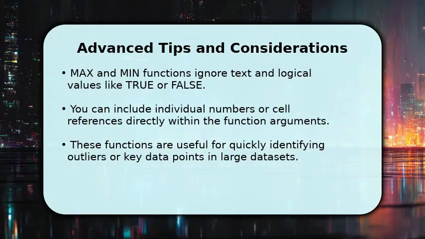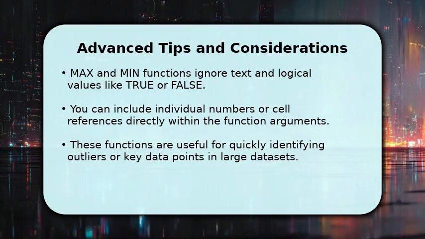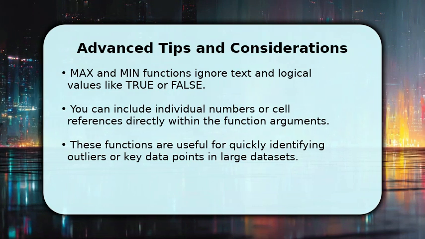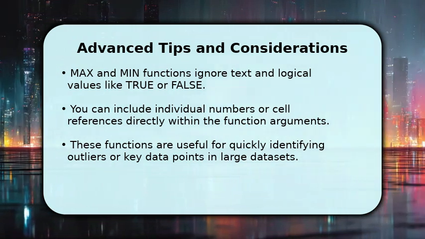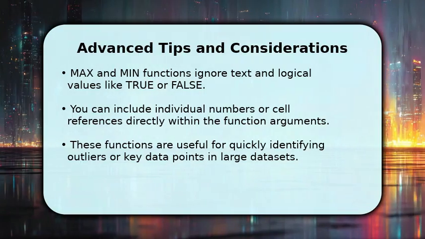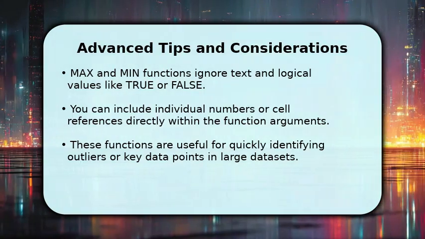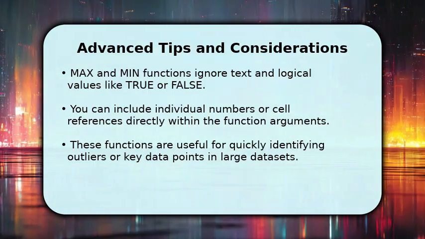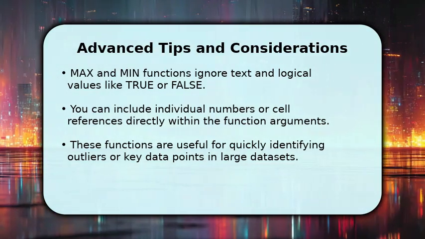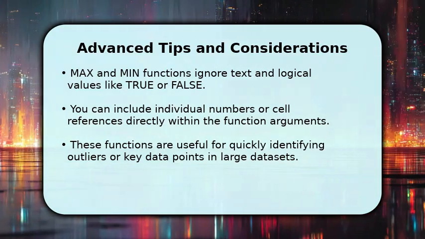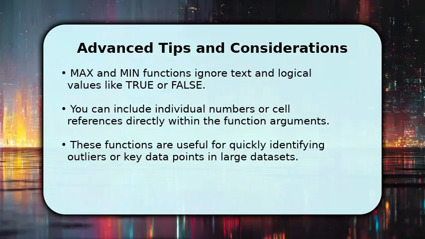It's important to remember that both MAX and MIN functions ignore text and logical values, focusing only on numerical data. You can also include individual numbers or cell references directly as arguments, like comparing 10, 20, and the value in cell A1. These functions are incredibly useful for quickly identifying outliers or key data points, even in very large datasets, providing valuable insights at a glance.